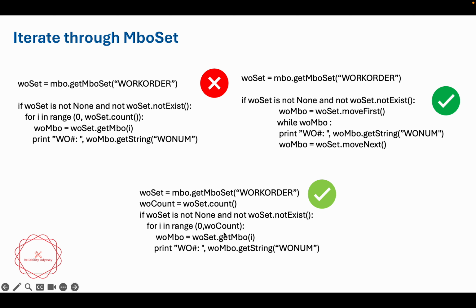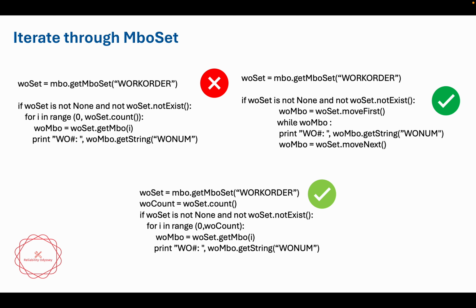So in this video we saw how we do the iteration. We get the MboSet, and then from the MboSet we use the MboSet.getMbo method, and this method can be called by MboSet.move first and move next, or we can use a for loop. But when you are using the for loop, we should not be firing the MboSet.count method repeatedly. We should store it in a variable, and then use it and get the reference.